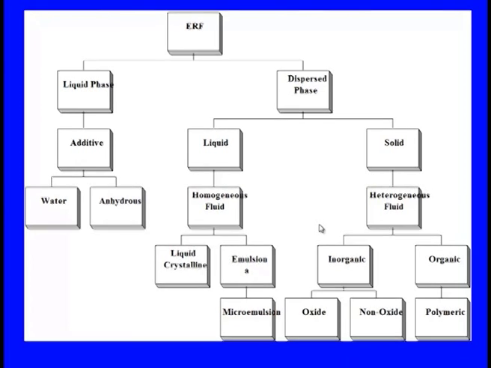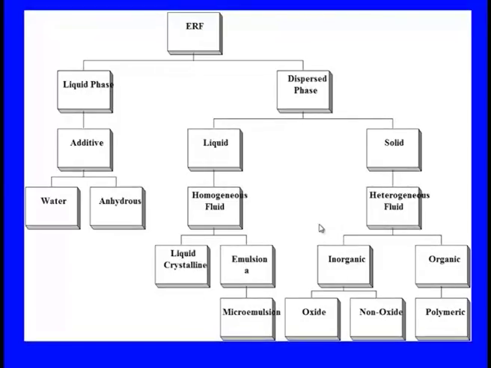When we categorize the electro-rheological fluid in the liquid phase first, the first thing is the additive part, whether we are talking about water or anhydrous. Accordingly, the liquid phase is implemented, and then we can get those rheological properties. But when we talk about the dispersed phase, two parts come in.